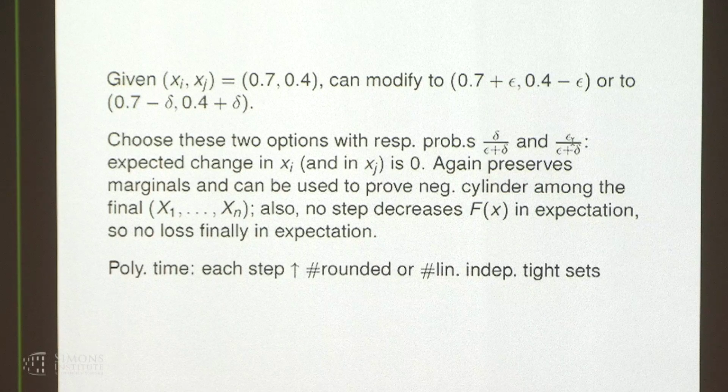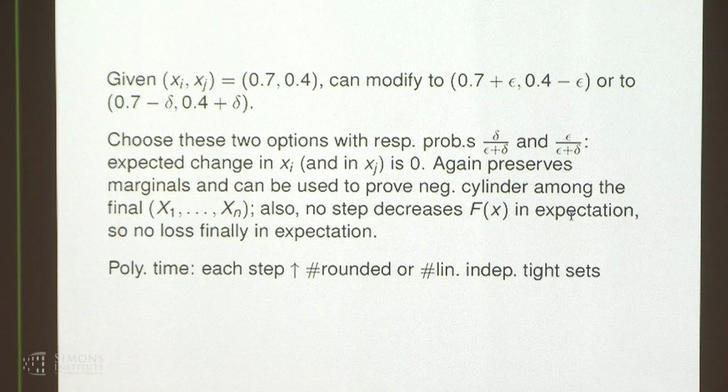Therefore, again, of course, the expected change in any coordinate is 0, right? And one can use this to prove, with similar ideas as before, the negative cylinder property. And the other key property that they use, which I did not mention so far, is that every one of these steps does not decrease the multilinear extension, uppercase F of x, in expectation. Therefore, in expectation, you lose nothing.